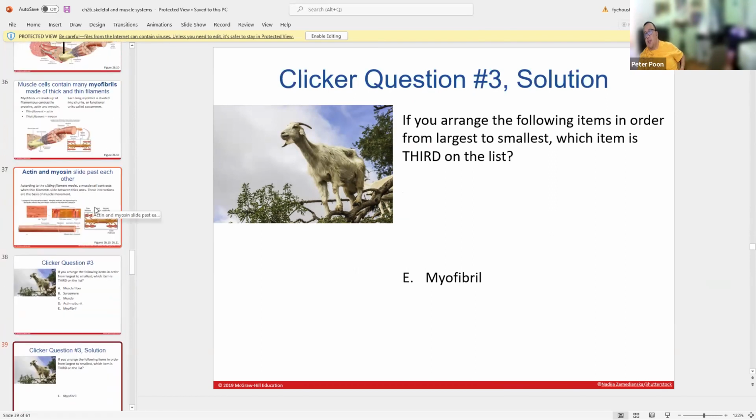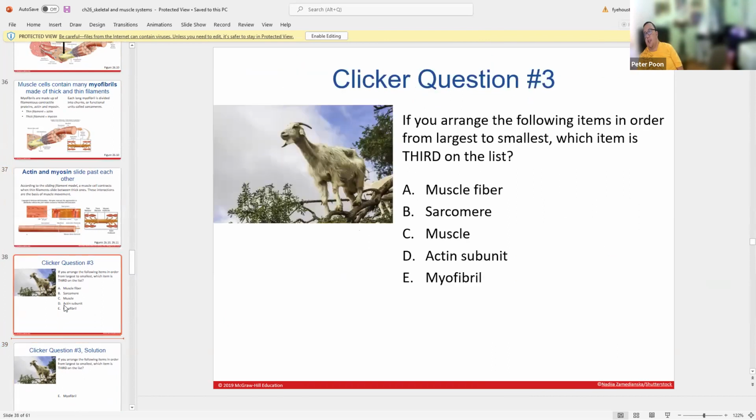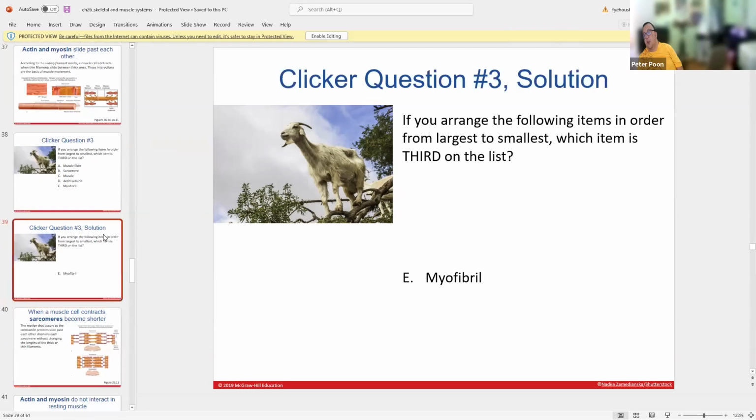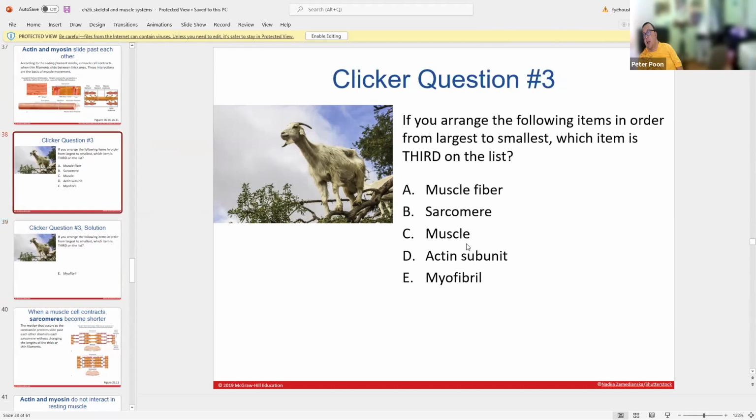Okay, so let's look at that list. A muscle is made of muscle fibers. Muscle fibers are made of myofibrils. Myofibrils are made of sarcomeres, and then sarcomeres are made of actin subunits.